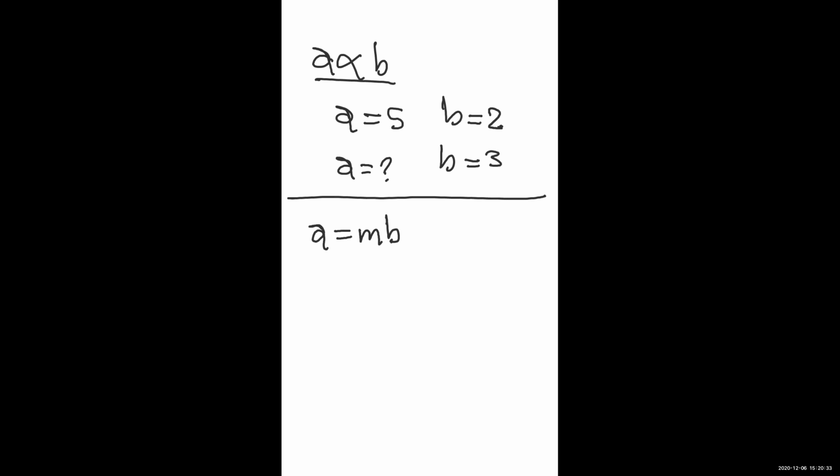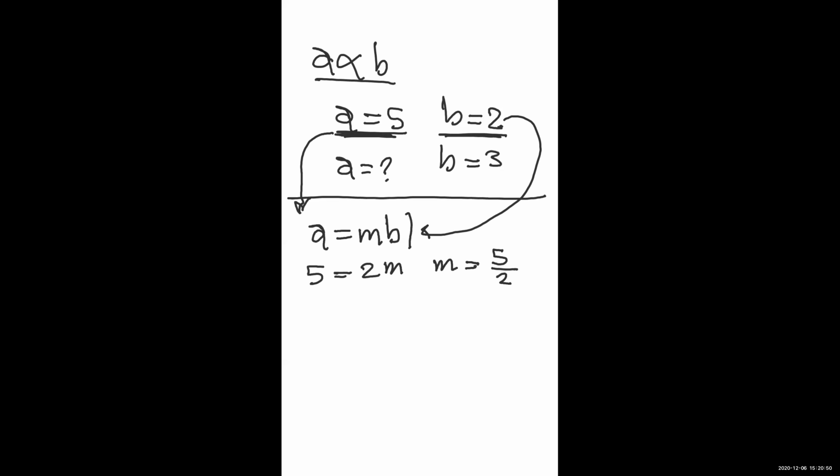Yes. Okay. Now, guys, it's given that a equals 5, b equals 2. So a here, 5, will equal m times b here, 2. So 2m. So now m equals 5 over 2. So the relation, guys, a equals mb. So a equals 5 over 2 b. So this is the relation.